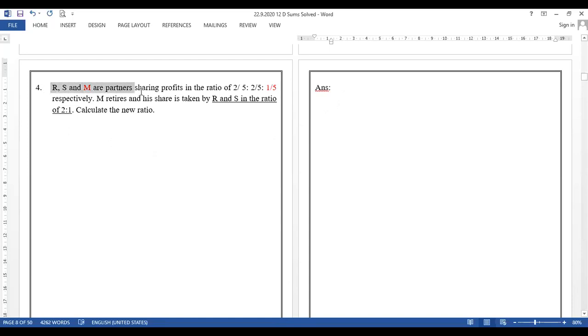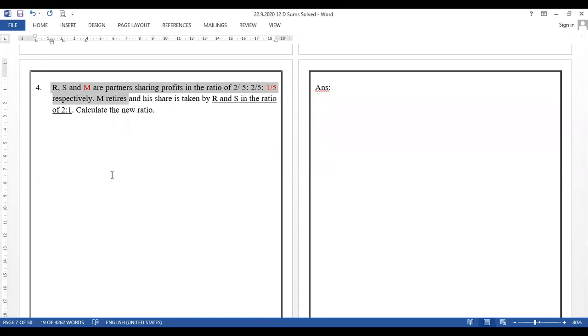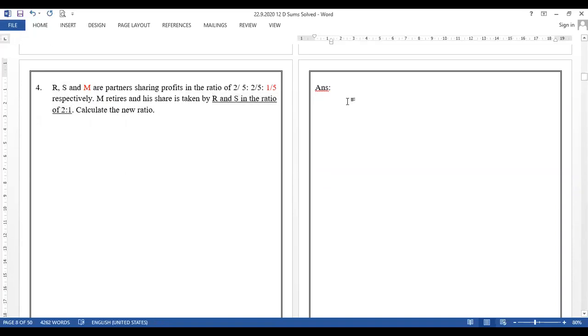R, S, M are partners sharing profits in the ratio of 2:2:1 respectively. M retires. Because M retires, you can see that partner M has been marked with red. Partner M's share, 1/5, has been marked with red, and his share is taken by R and S in the ratio of 2:1. So again you are given the gaining ratio. From the gaining ratio we need to calculate the gaining share and then the new share.